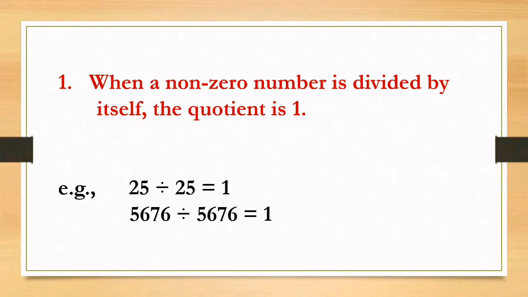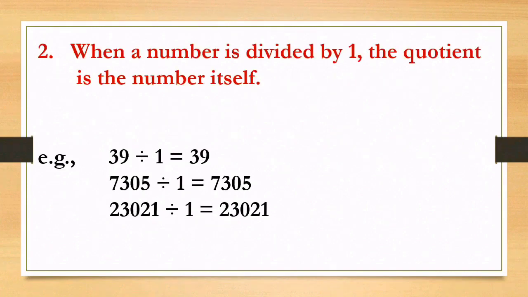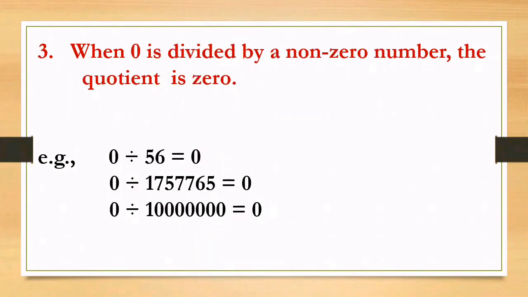First, when a non-zero number is divided by itself, the quotient is 1. For example, if we divide 25 by 25, we get 1 as the quotient. Second, when a number is divided by 1, the quotient is the number itself. For example, suppose 39 is divided by 1, we get 39 as the quotient, that is the number itself.